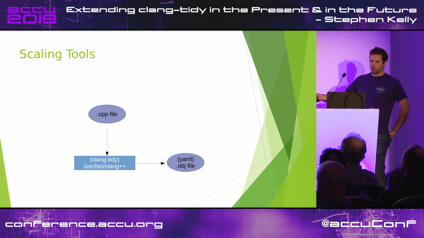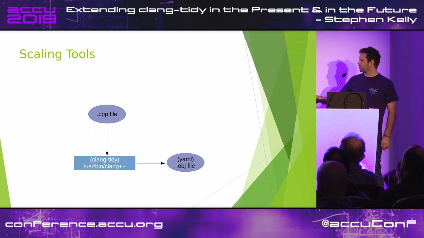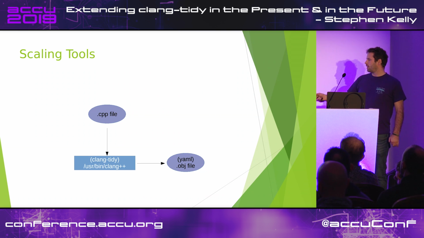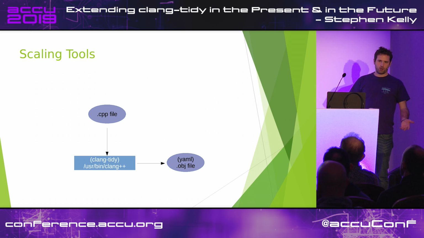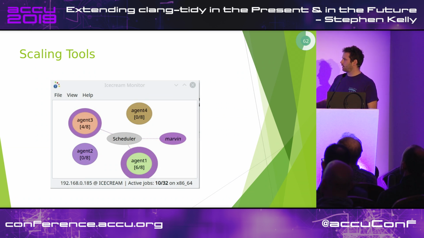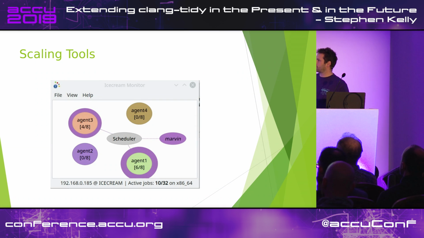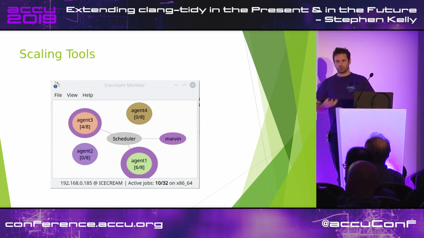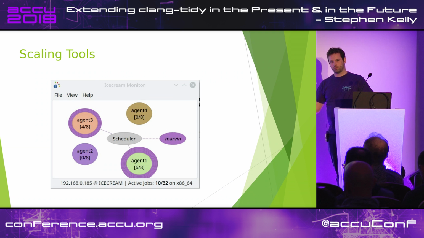So that's kind of what I found that I could do. I tell a build distribution network that my compiler is actually a clang++ executable, but in fact it's clang-tidy. And it writes its result to an object file, but actually it contains YAML. So doing that, I'm able to run Icecream with clang-tidy refactoring instead of C++ compiling.